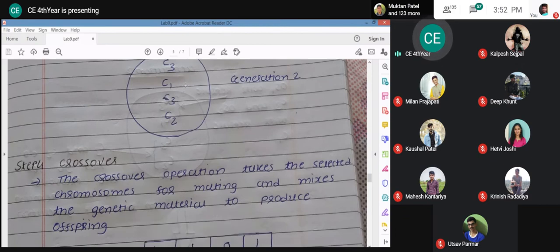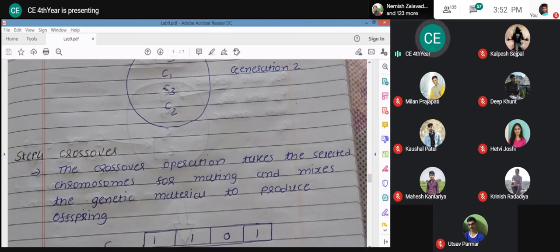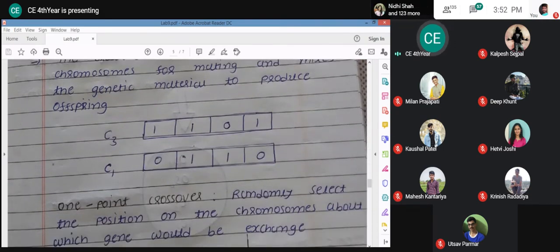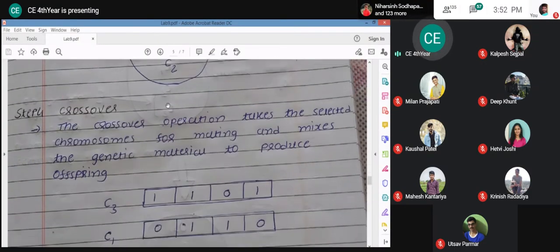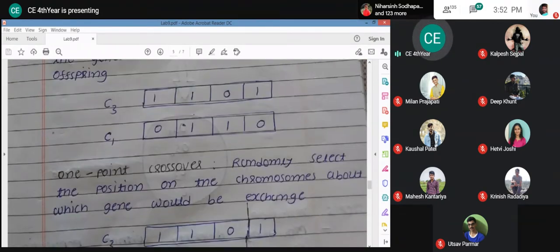So in crossover, what happened? Any two chromosomes are selected for mating and mix their genetic material to produce the offspring. Suppose, out of this four population, let's say C3 and C1 I am considering for mating. These two I am considering.